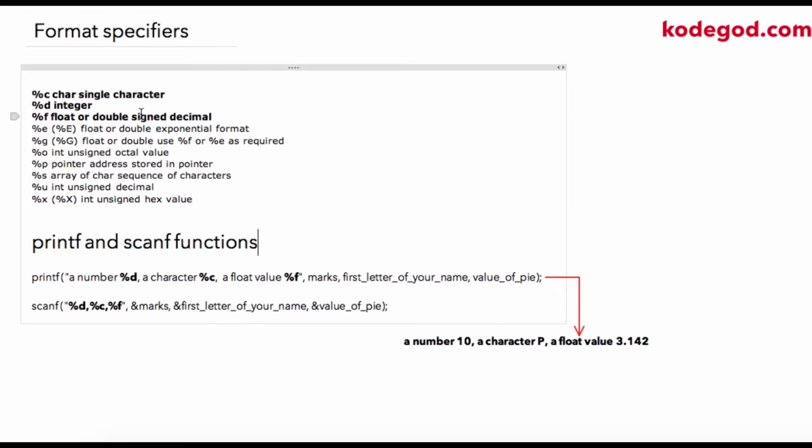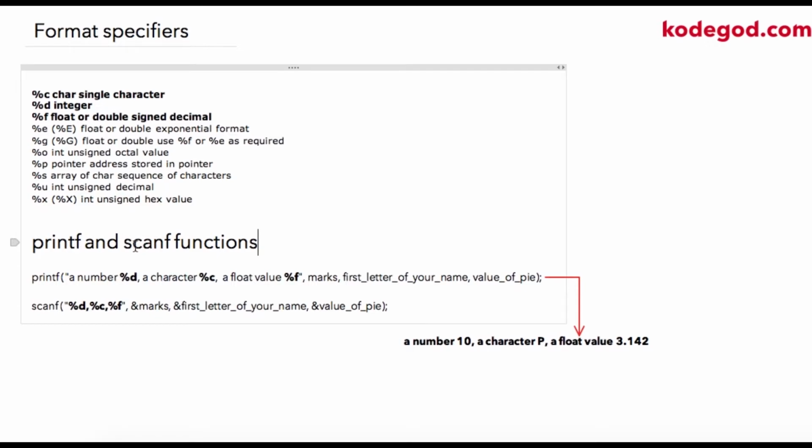There are many format specifiers in C language. However, we are going to use %c, %d and %f for now, and the rest of the format specifiers we'll check in the next lectures. %c will be used for character, %d will be used for integer, and %f will be float. All these three data types we are going to check in the next lecture.